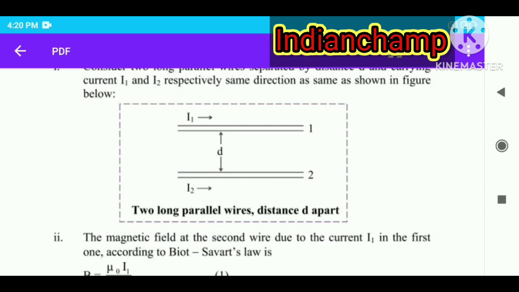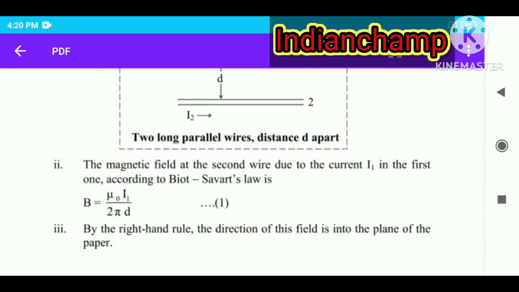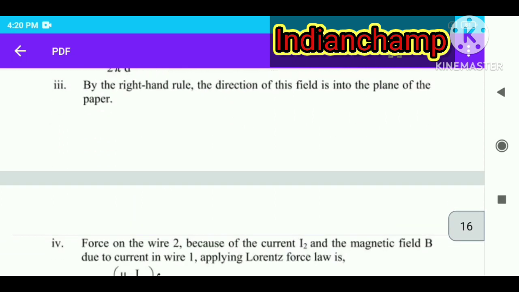Second, the magnetic field at the second wire due to the current I1 in the first one, according to Biot-Savart's law, is B equals mu0 into I1 divided by 2 pi into d. Equation first. Third, by the right hand rule, the direction of this field is into the plane of the paper.